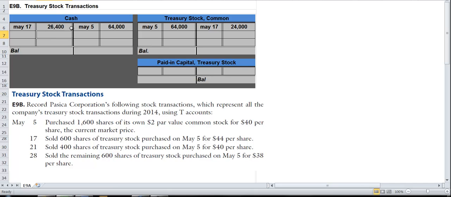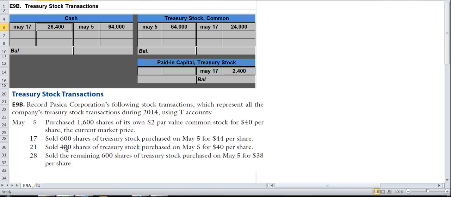So we have a difference here. Remember, for every transaction, our debits must equal our credits, and I have a difference between these two. So I'm going to have another credit, and this is what we use our paid-in capital treasury stock for. It's similar to the additional paid-in capital account you use. So any amount over the $40 per share is going to be recorded into the paid-in capital account. On May 17th, it was $4 over, so 4 times 600 is my $2,400. And so now my $24,000 plus my $2,400 credit on the 17th equal my $26,400 debit on the 17th.